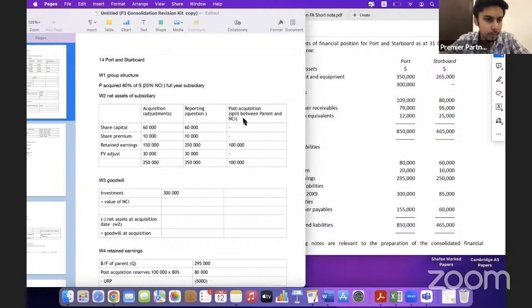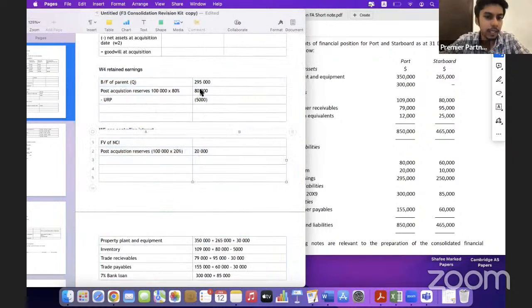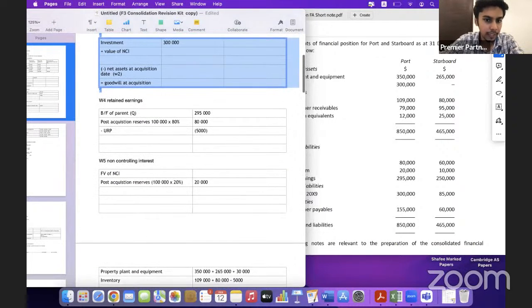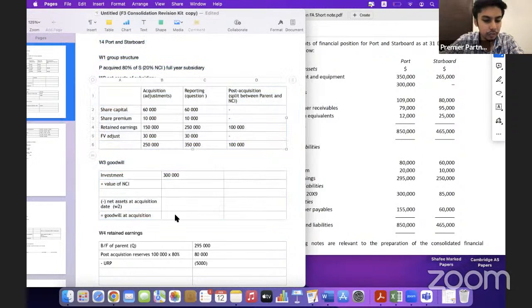Split it always between the parent and the NCI, not 100,000. Whenever there is a difference, split it between parent and NCI. NCI's share, you always go and mark inside the NCI. Parent's share, if you ever forget, just ask yourself who caused the difference. Now, guys, this 100,000, who caused the difference? This 100,000 difference was caused by retained earnings. So therefore, guys, you give it to your retained earnings.